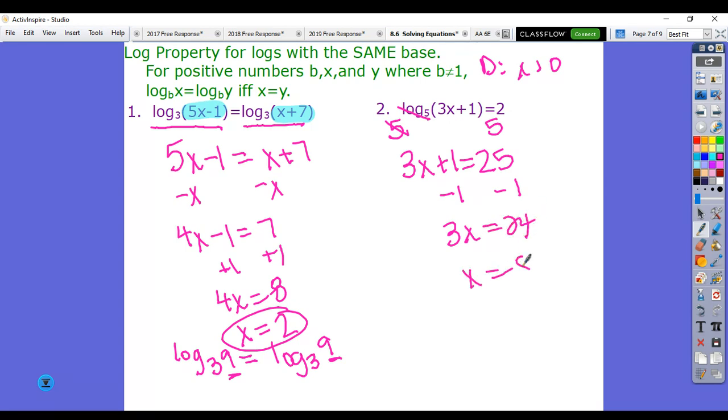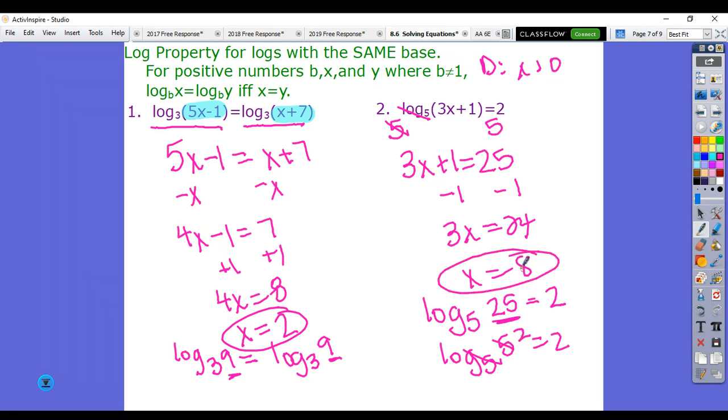Divide by 3. X equals 8. And if we think about this, that's a positive 8, not negative. If I plug 8 back in, I get 3 times 8 is 24, plus 1 is 25. And this should make sense that this equals 2, because 25 is 5 squared, and log base 5 of 5 squared equals 2, because the bases cancel. So x equals positive 8.